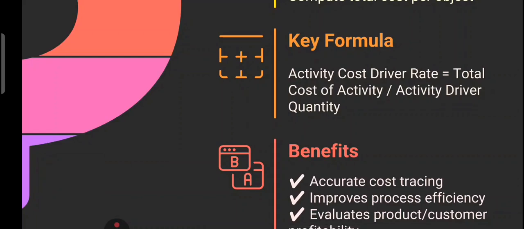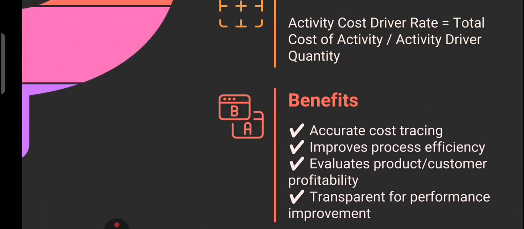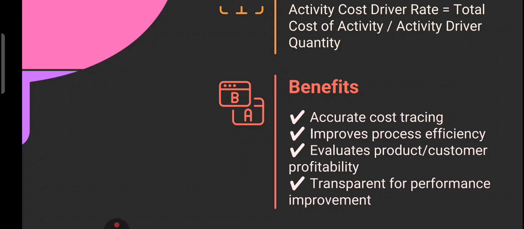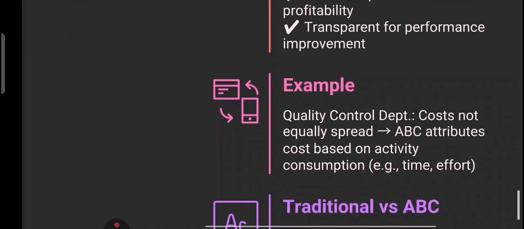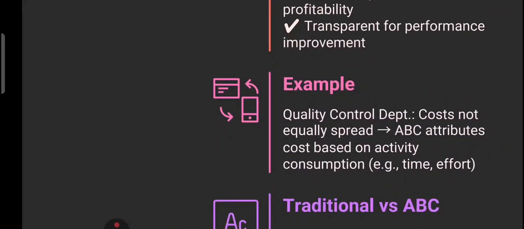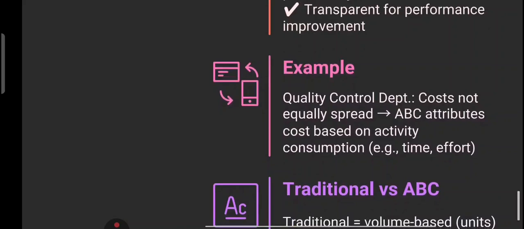What are the benefits of ABC costing? First benefit is accurate cost tracking, improved process efficiency, better pricing, better outsourcing decisions, and enhanced customer and product profitability analysis. For example, in a quality control department, costs should not be spread equally across products. ABC assigns cost based on actual usage like time, inspection, rework, giving a true picture. It's not that you spread the cost equally across all products. Every product consumes different time, has different inspection, different rework. So that's why you should assign cost based on actual usage.